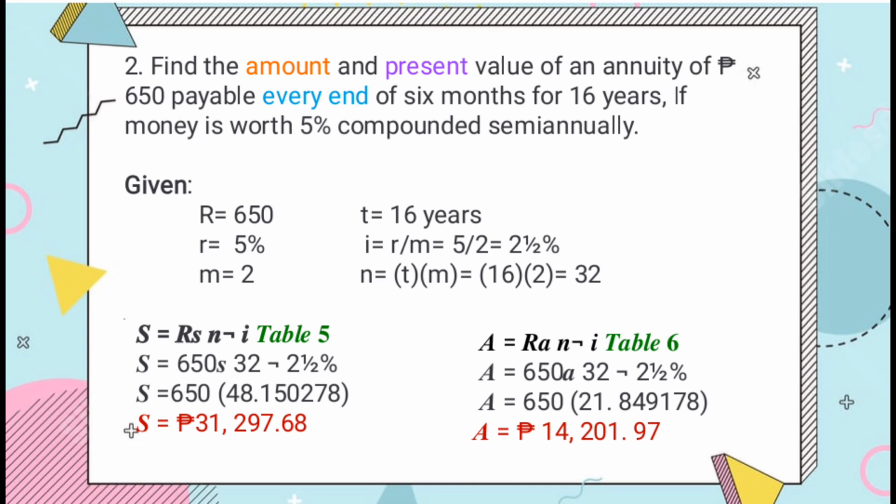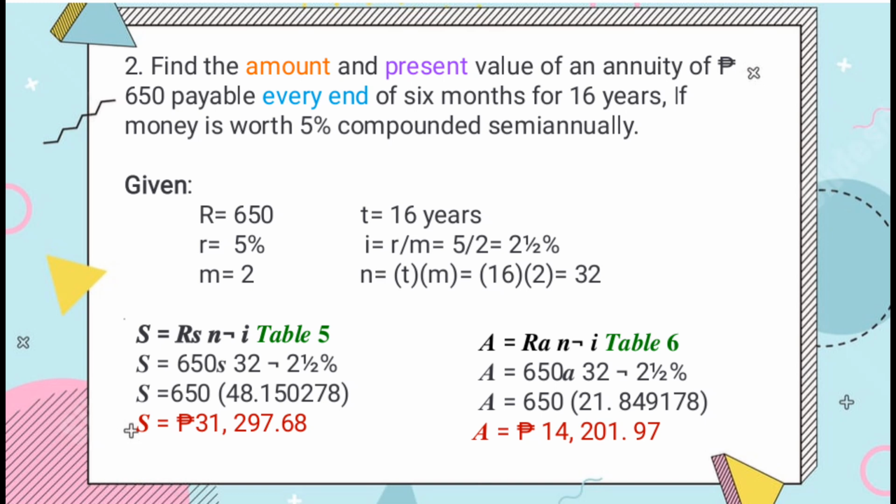So, your R is 650. The rate is 5%. And then the M is 2. Why 2? Because it is compounded semi-annually. Your term is 16 years. And then your I is 2 and 1/2%. Why? Because 5 divided by 2, which is your R and M, gives 2 and 1/2%. Then multiply the T and M, so the answer would be 32. So, 16 times 2 equals 32.